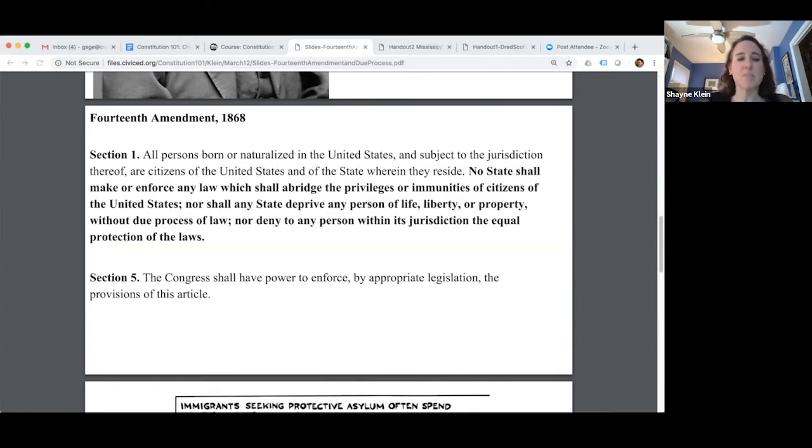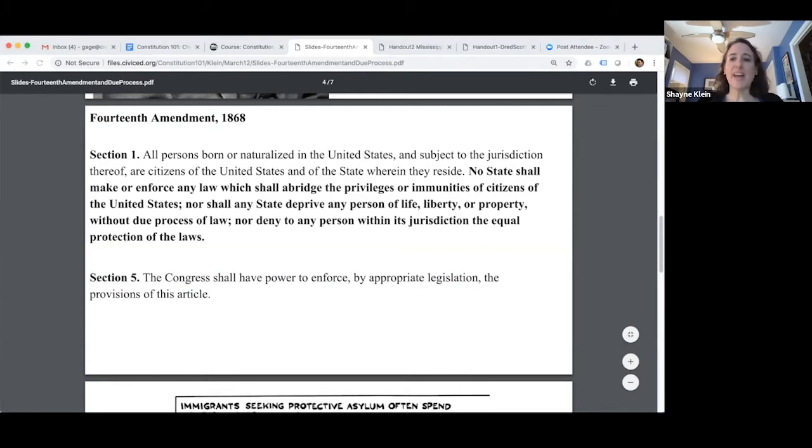But you can see the Black Codes are going to be gone with that, right? Because the Black Codes are aimed at specific groups of people and not at all citizens. And there's also Section 5 right there, that Congress shall have the power to enforce by appropriate legislation the provisions of the article.